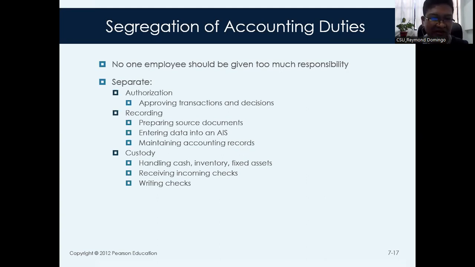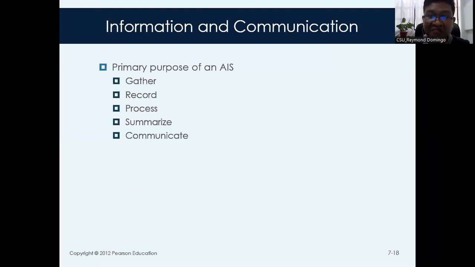Recording, of course, you're familiar with it, yung pag-record, lalagay yung information doon sa books natin, and custody, paghahawak ng cash, ng other assets natin, sa paggawa ng mga cheque. Okay, so those are custody activities under custody. Okay, information and communication. Okay, the primary purpose of an accounting information system is to gather, record, process, summarize information, and to communicate it to the users of the information.